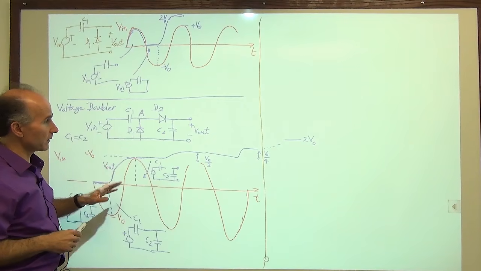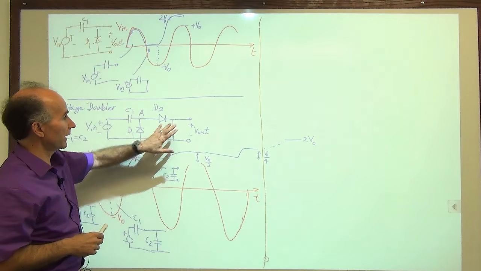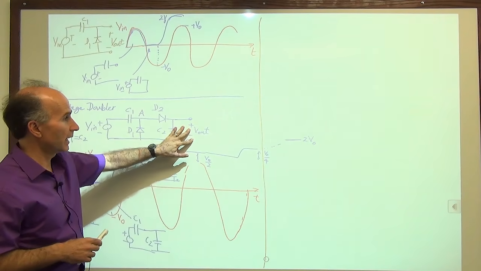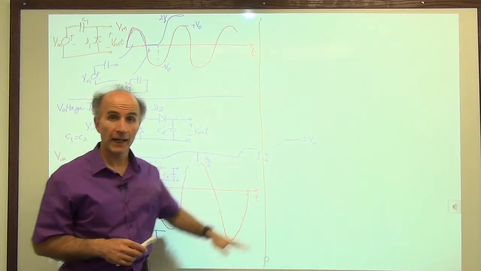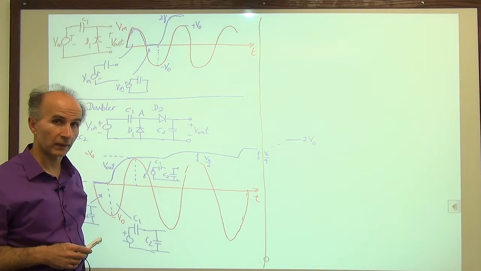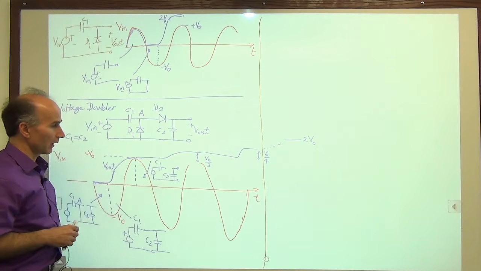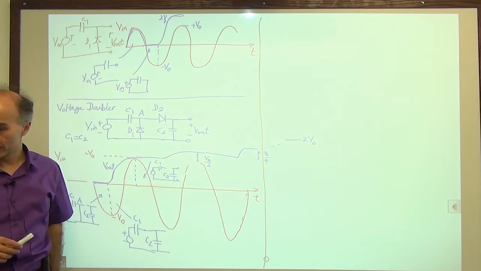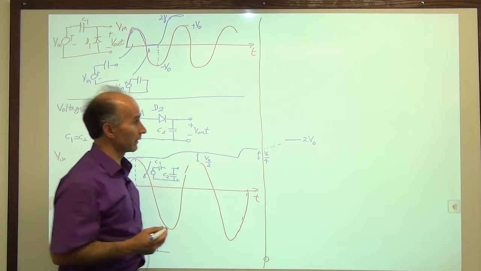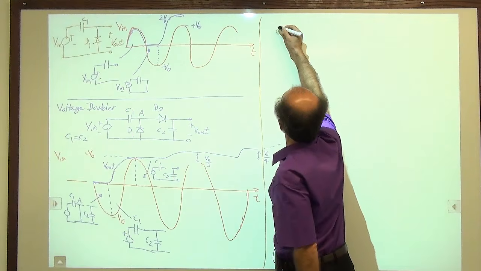All right, so the purpose of this was to show you how we can generate twice the peak voltage at the output, and keep it constant as a function of time so that it can look like a battery for a while. All right, that's the voltage doubler. Let me briefly talk about the level shift circuit, and then we conclude this lecture.